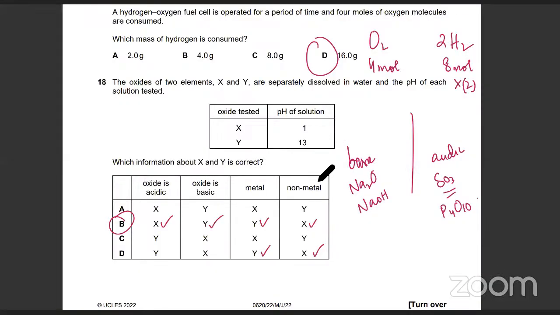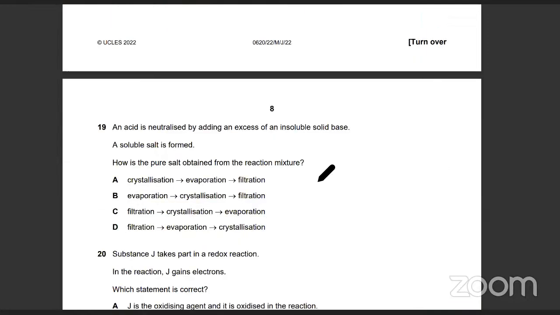Yes. अच्छा 19, an acid is neutralized by adding an excess of an insoluble solid base. A soluble salt is formed. How is the pure salt obtained? ये कौन सा method है of salt preparation? He's saying that there's an insoluble solid base. Base क्या है? Metal oxide.